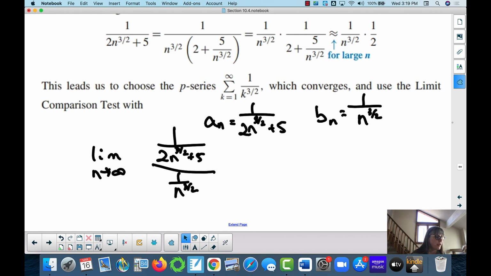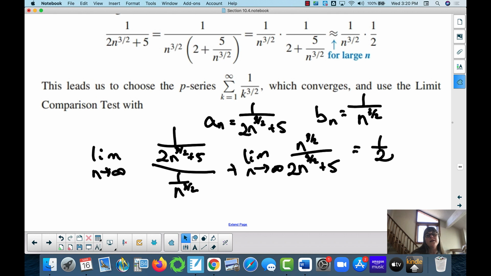And again, we can end up multiplying by the reciprocal. So that gives us the limit as n approaches infinity of n over n to the 3 halves over 2n to the 3 halves plus 5. So once again, we get that case where we can factor out that n to the 3 halves. So just like we talked about up here, we end up with this limit right here. And we said that that equaled 1/2.